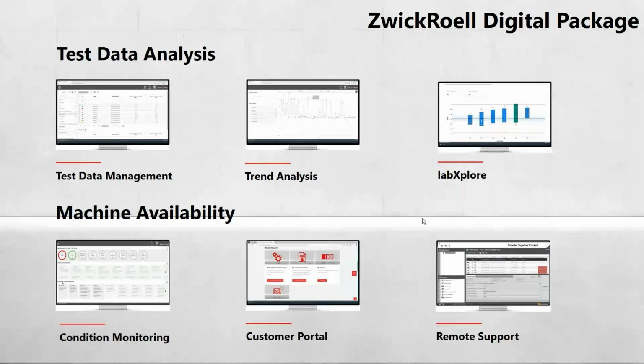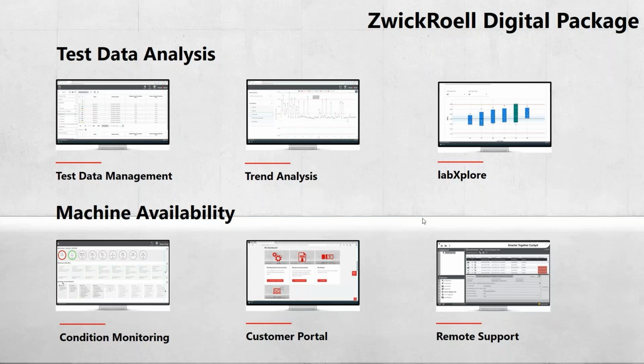This was one of our triggers a couple of years ago to develop some tools to support you, and we combined them in our Zwick-Röhl digital package. During this presentation we will have a deeper look into these applications: test data management for the generation of a global test report, trend analysis as a simple statistical process control, Lab Explore as a web tool for participation in round-robin tests, and condition monitoring for machine availability.